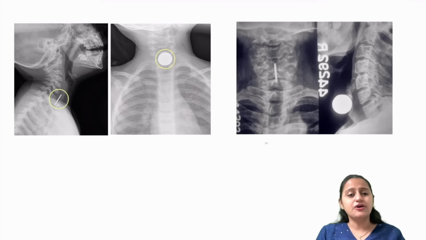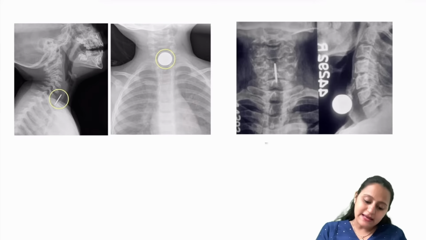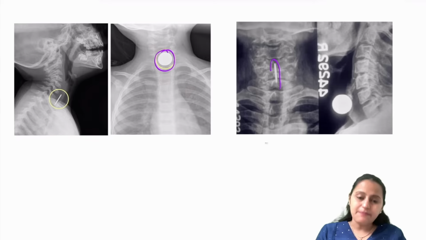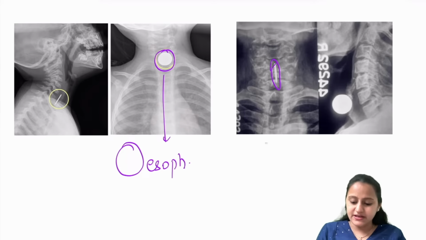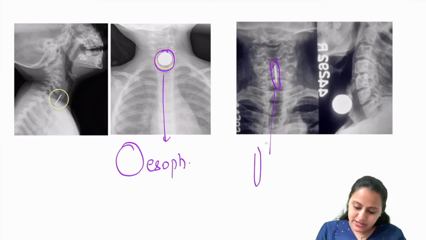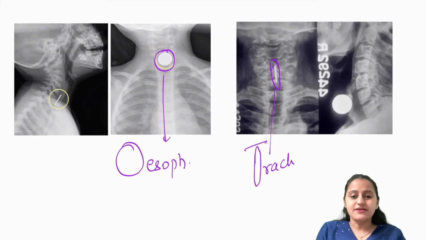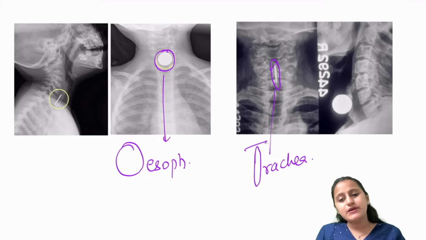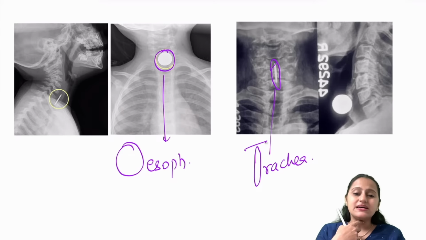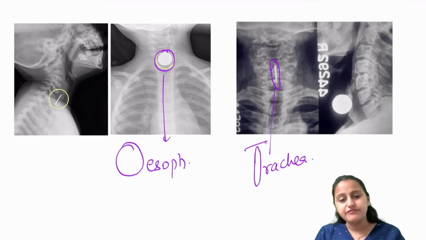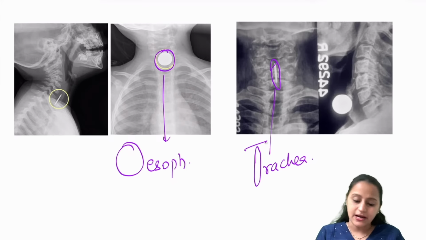Next one, coin in trachea versus coin in esophagus. Look at the AP view, looking from the front. If in the AP view the coin is a circle, it is esophagus. If it is like a vertical slit, it is trachea. That's the easy way to identify. So circle is esophagus and slit is trachea.